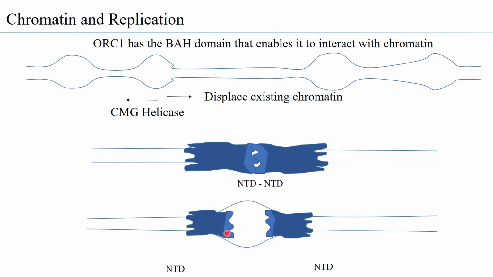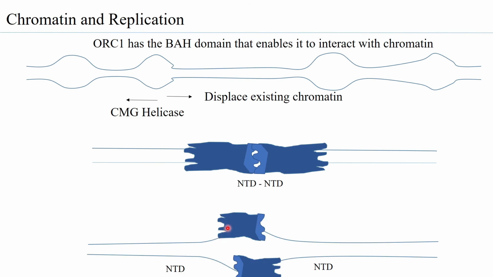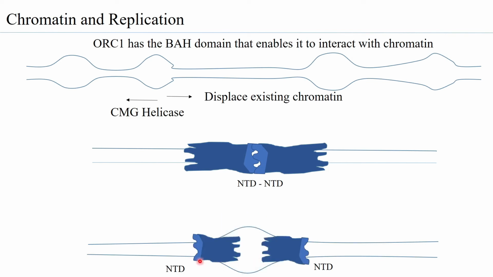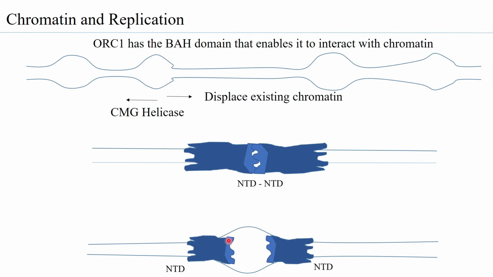What is observed is that you basically have the CMG complex from here moving in such a way that eventually you will have the N-terminal domain towards the replication fork and the C-terminal domain being behind the replication fork, because this is important. Why is this important? I hope you have understood the fact that originally it was the N-terminal domain here and the C-terminal domain here.